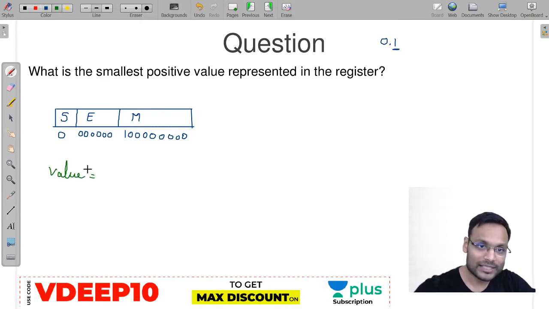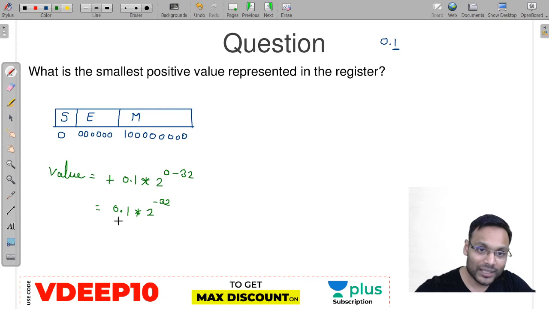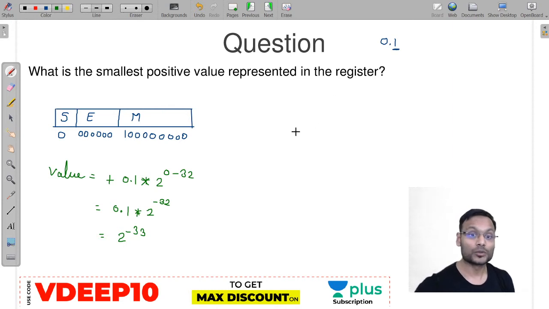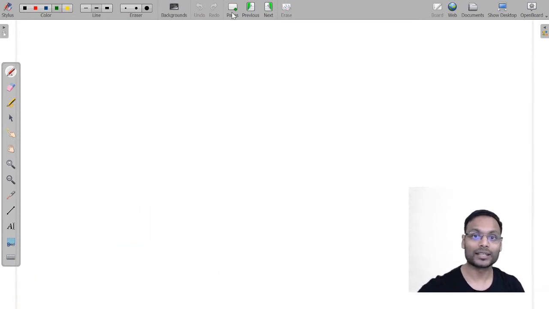Value will be what? This is positive, yes. Then mantissa is 0.1 into 2 power 0 minus 32. So this becomes 0.1 into 2 power minus 32. 0.1 is nothing but 1 by 2. So you get 2 power minus 33. That is the smallest positive value which you can represent in this register. If the value is smaller than this, you cannot store anything smaller than this.